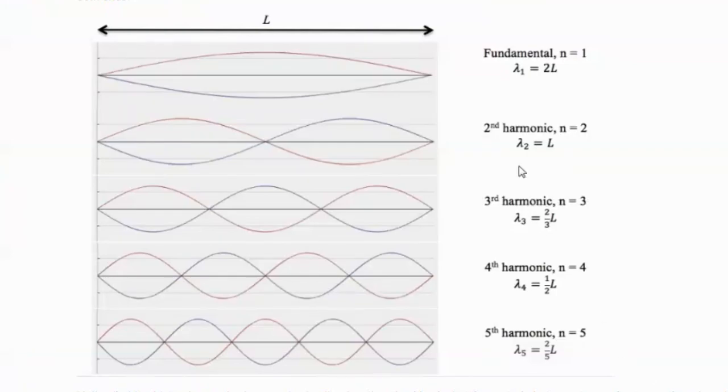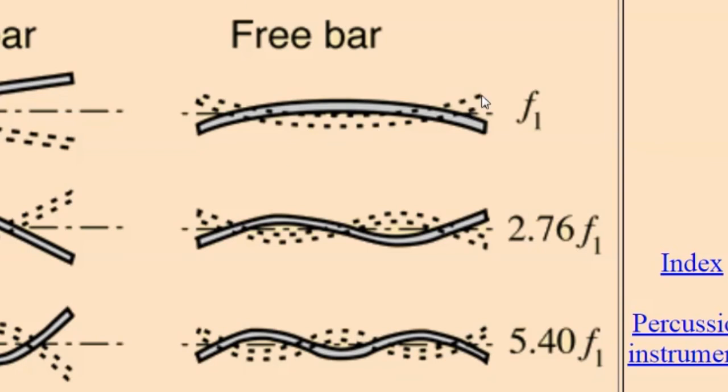So guitar strings are fixed at both ends, so they are constrained to having nodes at both ends. And here is the harmonic series that we saw demonstrated just a minute ago. But it's also possible to have a bar that is free to oscillate at the ends, or a piece of metal. This is like in a glockenspiel.